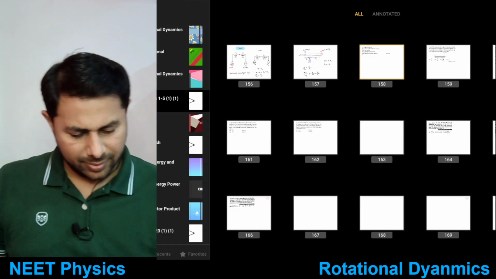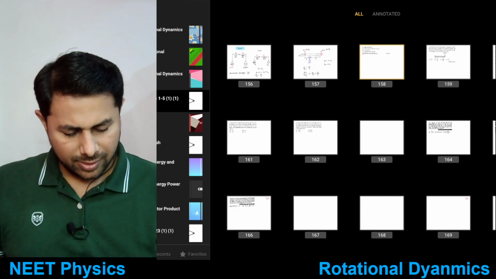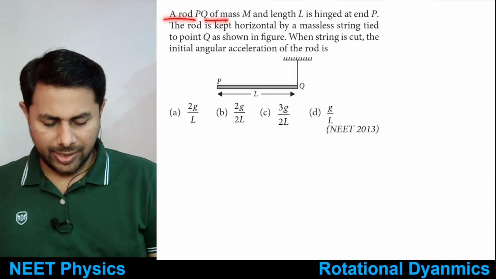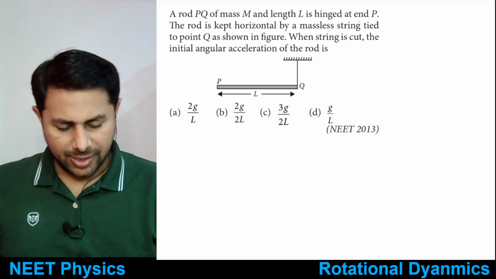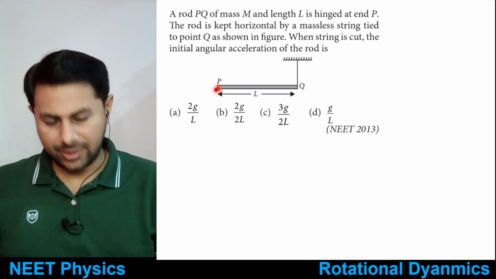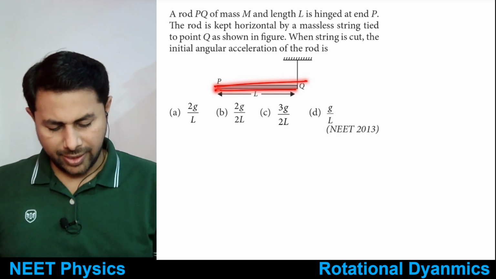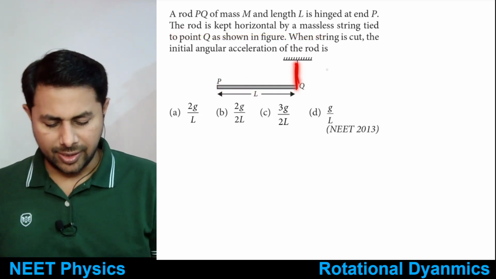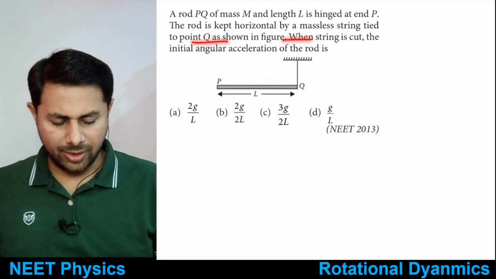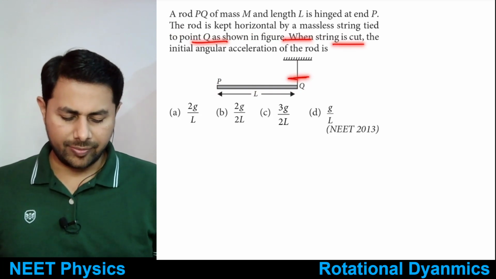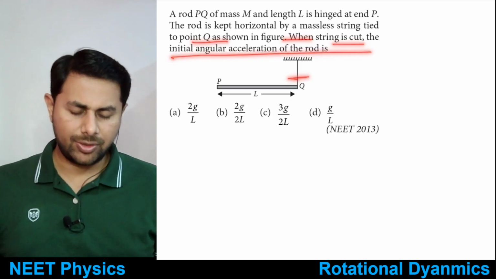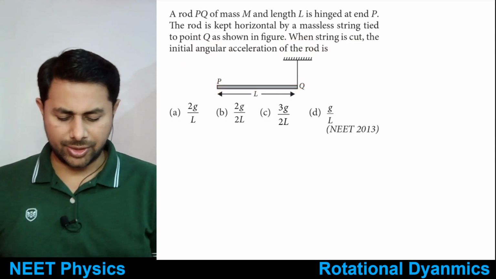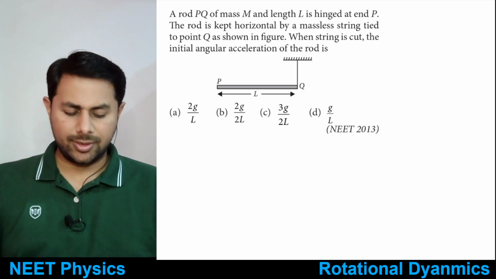Then let's see this one. A rod PQ of mass M and length L is hinged at the end P. So this rod is hinged at this end, and the rod is kept horizontal by a massless string tied to point Q as shown in the figure. When the string is cut, what would be the initial angular acceleration of this rod? This is the question. Tell me.